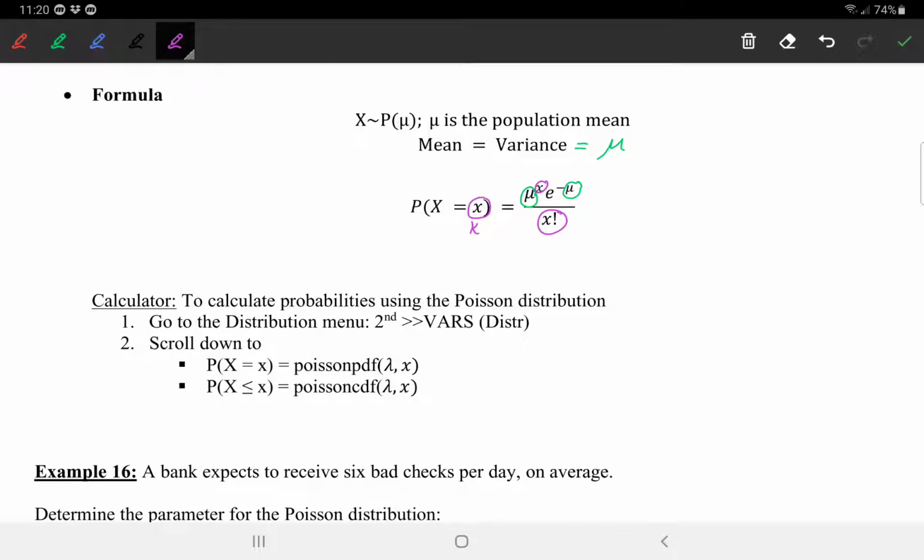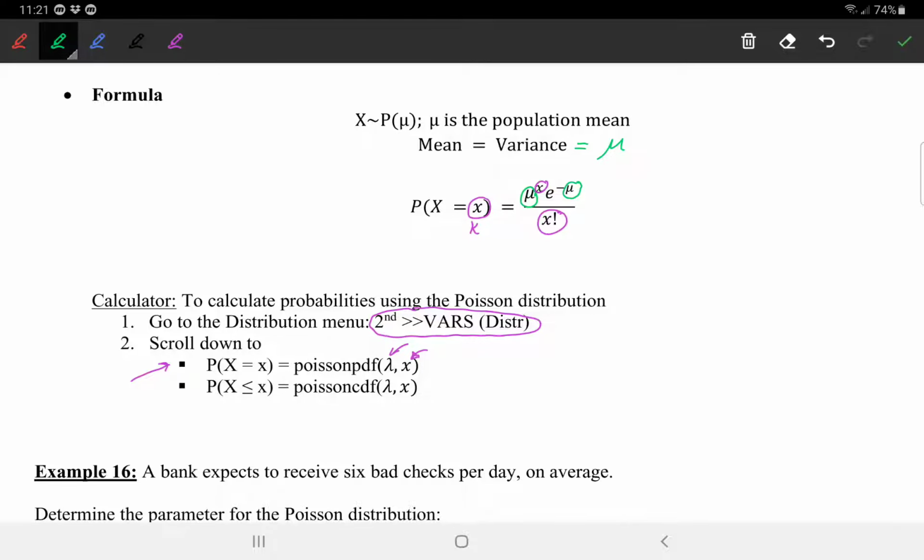Now those are probabilities for the Poisson calculating by hand with x being equal to a specific value. We can use our calculators, right? Again, we have to get to the distribution menu, so we'll go to second, then the vars button. When you scroll down, the calculator will do it for you, the probability that X is equal to x. You have to put in that parameter lambda and the value x that you're looking for.